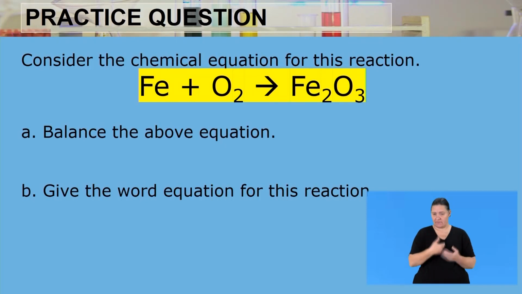Hello learners and welcome to Natural Sciences lesson where we're going to be dealing with reactions between metals and oxygen. So today we're going to be doing practice questions that are based on that particular reaction of metal and oxygen. So let's start. The first question given to us says, consider the chemical equation for this reaction.